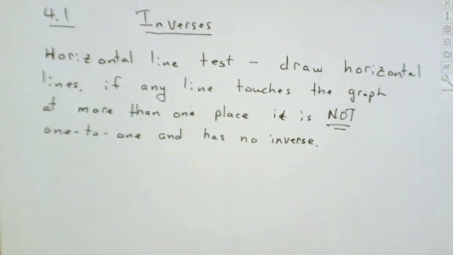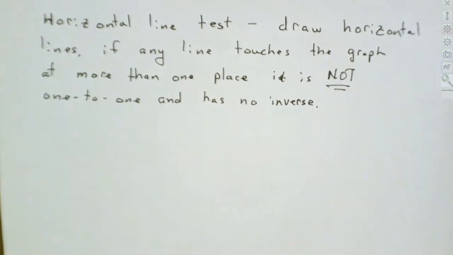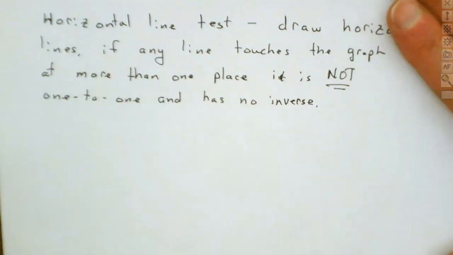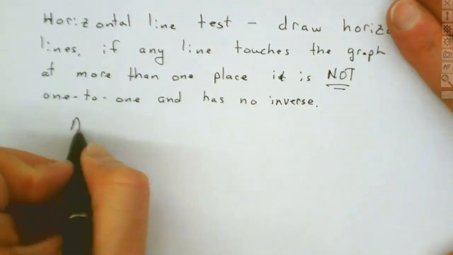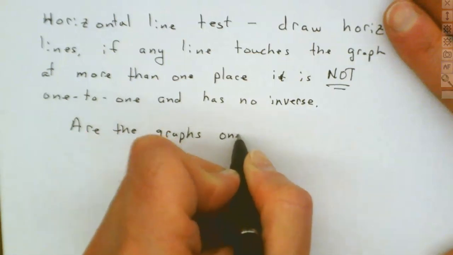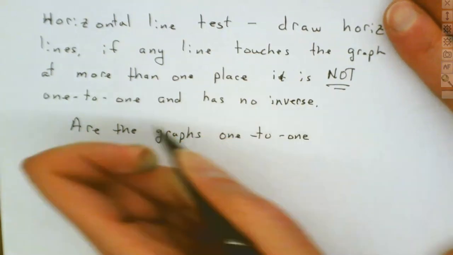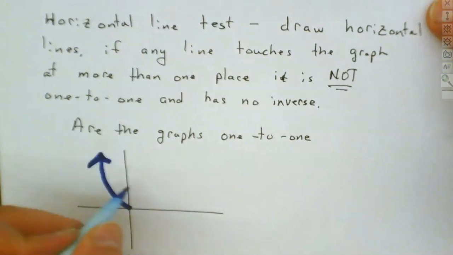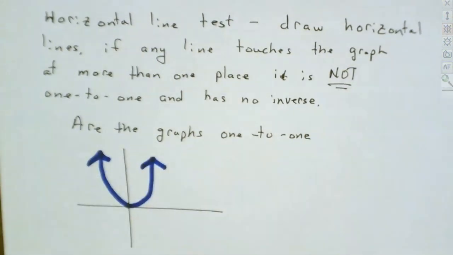So I'm going to give you some graphs, and you're going to tell me if this is one-to-one and if it has an inverse. So if your horizontal line touches the graph at more than one place, it is not one-to-one and it has no inverse. So I'm going to draw probably 3 pictures. We're going to talk about each one, and we're going to see if these are one-to-one. So are the graphs one-to-one? Start off with this one. Would this one be one-to-one?